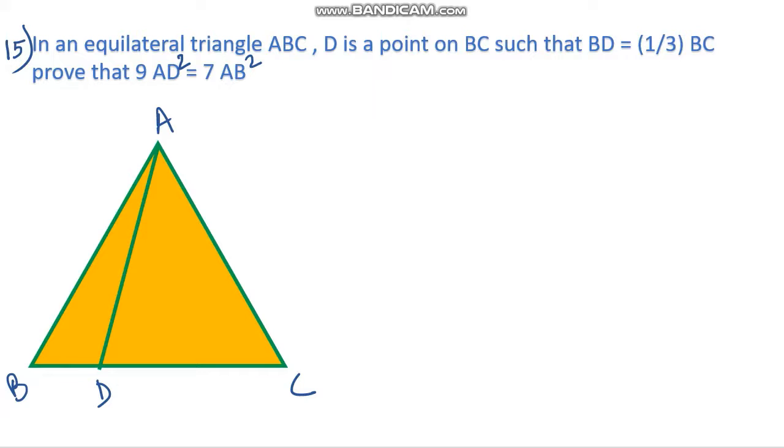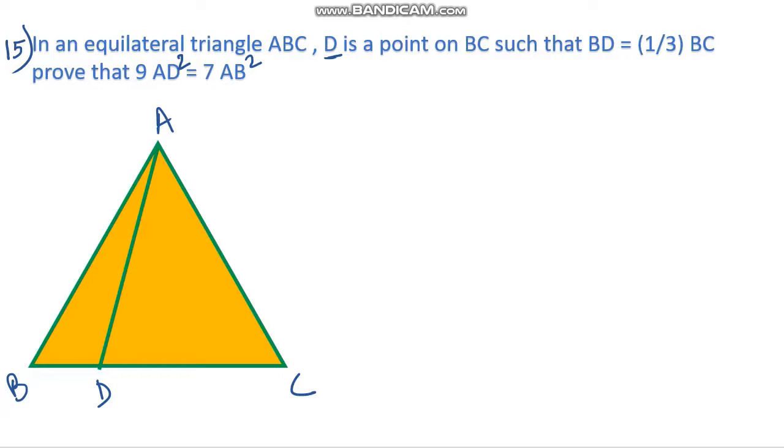In an equilateral triangle ABC, D is a point on BC such that BD is equal to 1 by 3 BC. Prove that 9 AD square is equal to 7 AB square. Now children, see here, I have shown this equilateral triangle ABC. ABC is an equilateral triangle and D is a point on BC such that BD is equal to 1 by 3 BC.